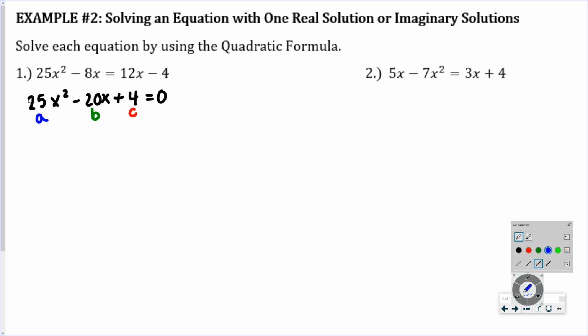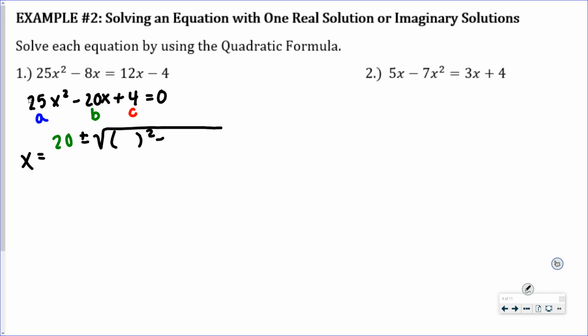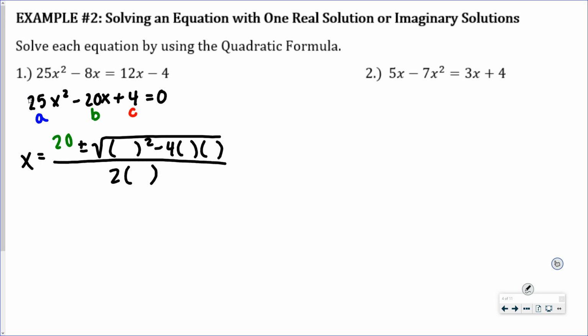Okay, you guys want me to sing this song? X equals negative B. What's the opposite of B here? Positive 20. Yep, positive 20. Plus or minus the square root of B squared minus 4AC, all over 2A. All right, so negative 20 squared minus 4. A is 25. C is 4. All over 2A.